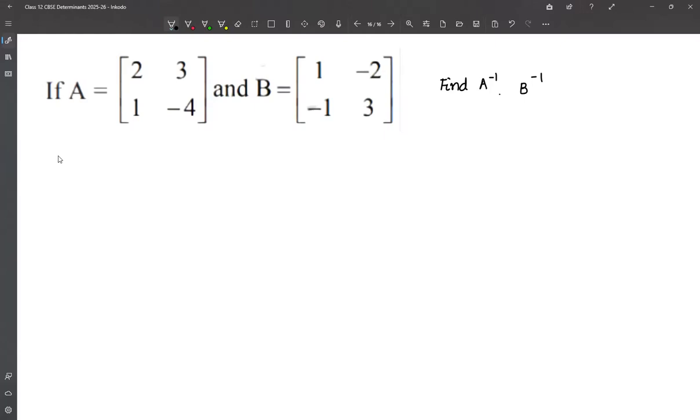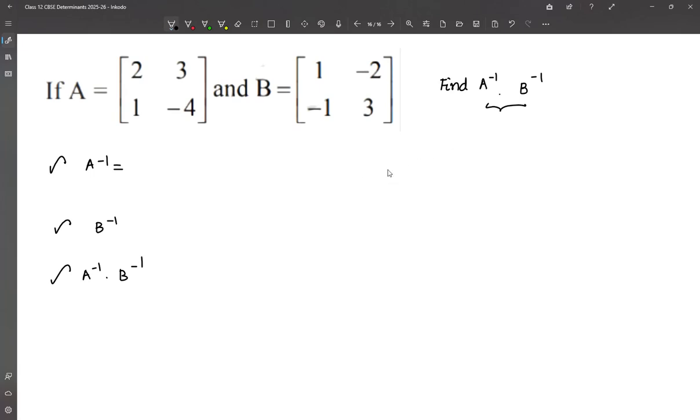Find A inverse and B inverse given matrices A and B. There are two methods of solving this. One, you can find A inverse and B inverse, and then multiply. That would mean 3 steps: finding A inverse is the first step, finding B inverse is the second step, and finding the product of A inverse and B inverse is the third step.